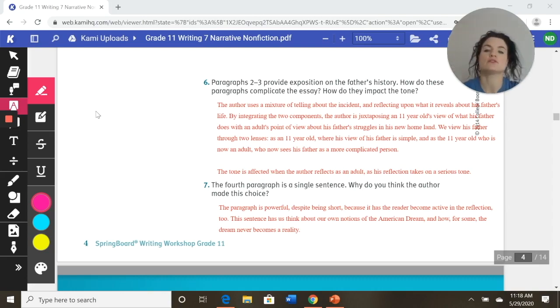We view his father through two lenses: as an 11-year-old, where his view of his father is simple, and as the 11-year-old who is now an adult, who sees his father as a more complicated person. So how that all impacts the tone is when the author reflects as an adult, his reflection takes on a very serious tone. Question 7 says the fourth paragraph is a single sentence.